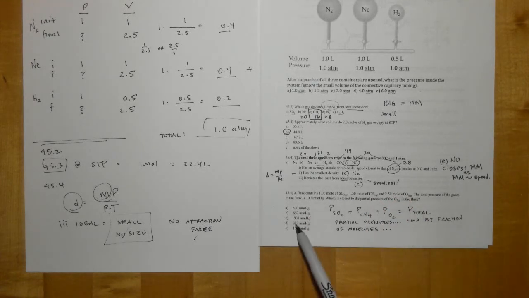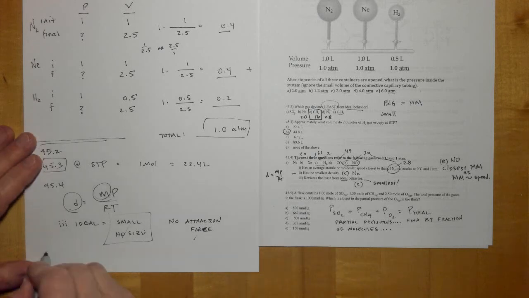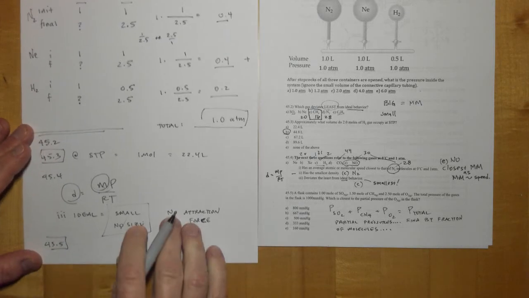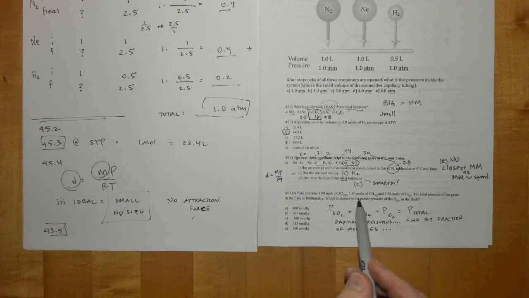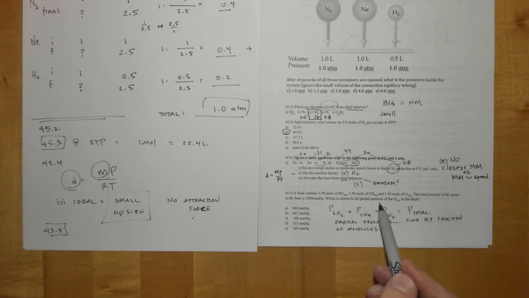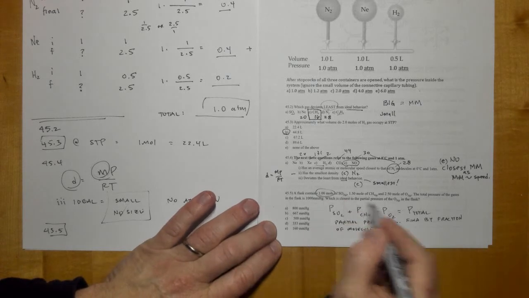Last one, 45.5. A flask containing 1 mole, 1.5 moles, and 2.5 moles. The total pressure of the gas in the flask is 1,000 millimeters, and which is closest to the partial pressure of O2? We know that the partial pressures of each of these gases add up to the total pressure. To find the partial pressure of one of them, find the fraction of molecules that makes up that portion. By fraction, we mean part of the whole. Numbers of molecules we measure in moles.